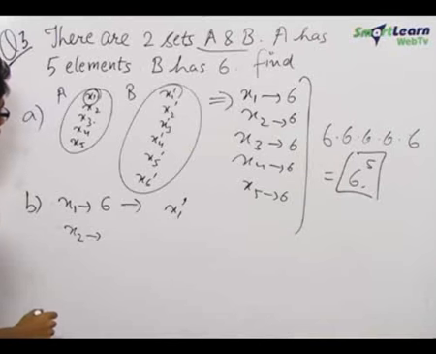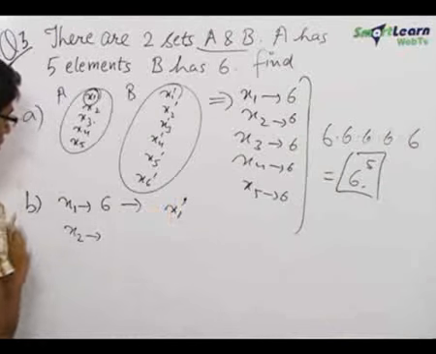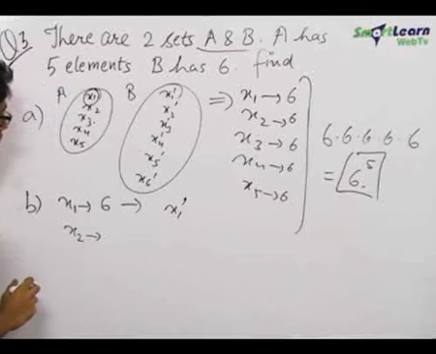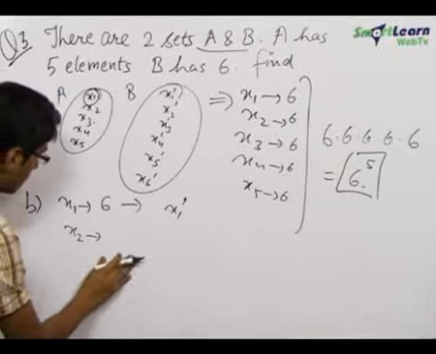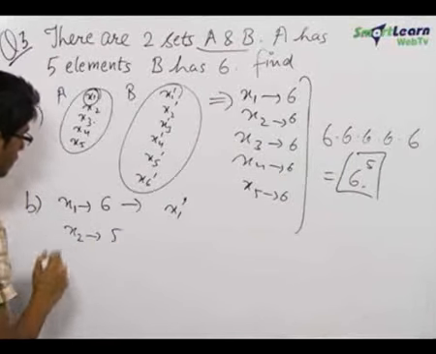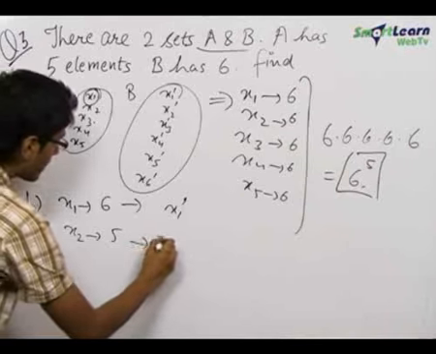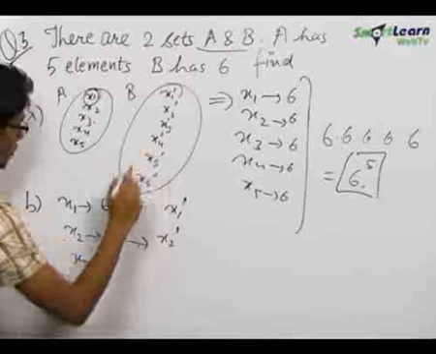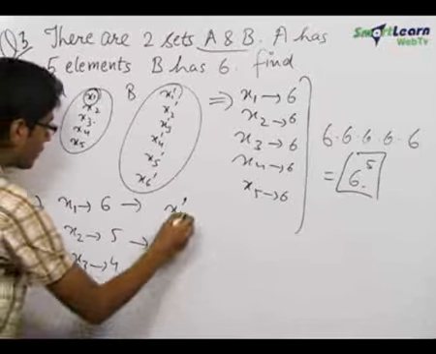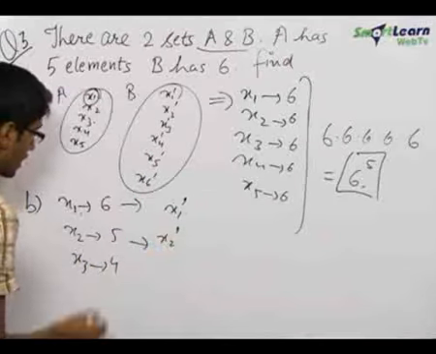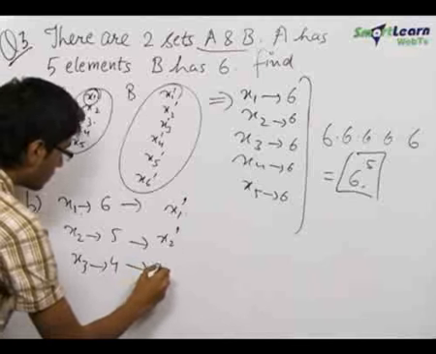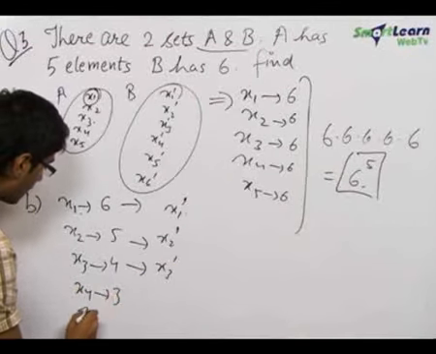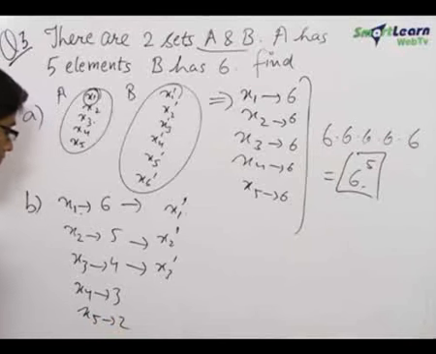Now we take the case of x2. Since x1 dash has been assigned to x1 and x1 dash cannot be assigned to x2 now because it is a one-one mapping, there are 5 possibilities left for x2. Let us assign x2 dash to x2. Now for x3, there are only 4 possibilities left, since x1 dash has been assigned to x1 and x2 dash has been assigned to x2. So let us give x3 dash to this. For x4 similarly there are 3 and for x5 there are 2.